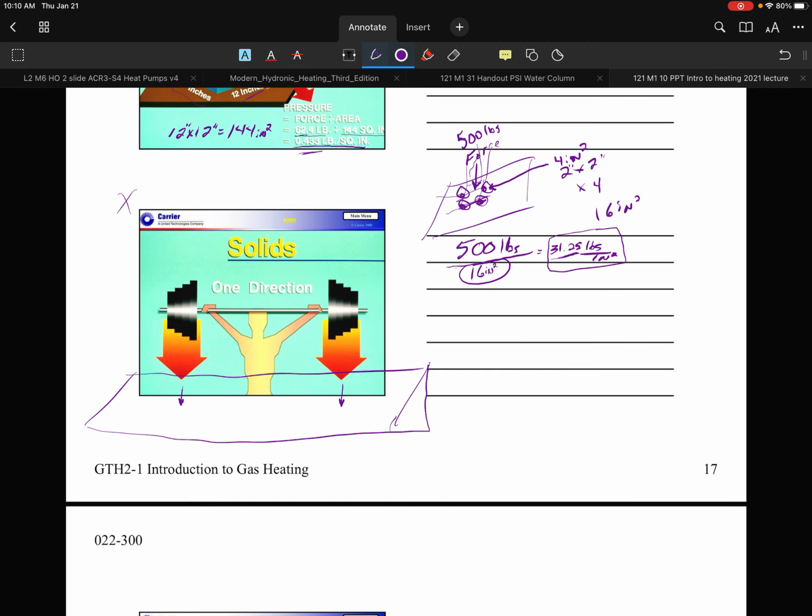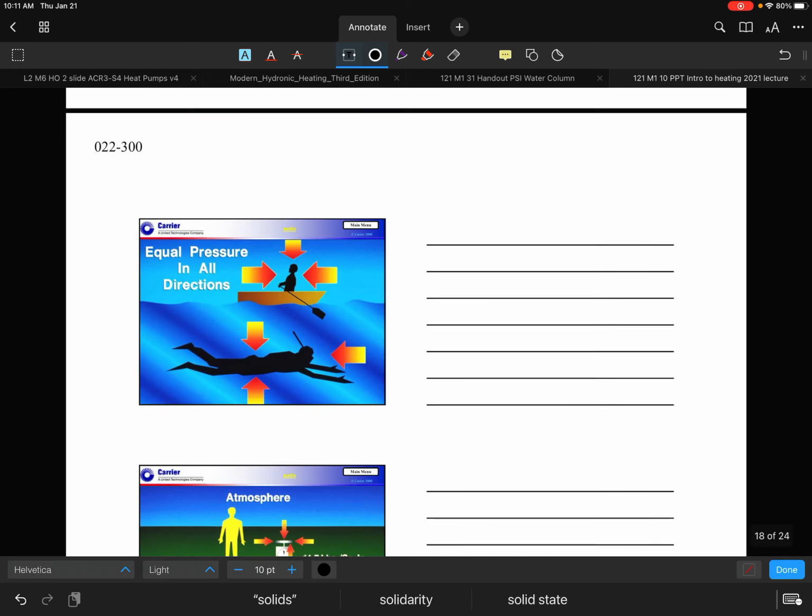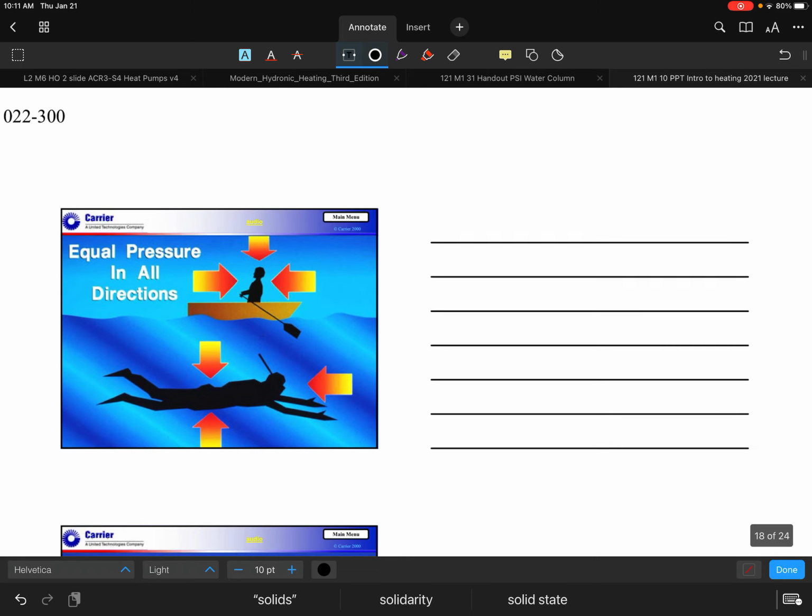So bottom line is, in this particular case, the weight is distributed in one direction for a solid. So that's the way I would probably describe that one. All right. Let's take a look at the next one.